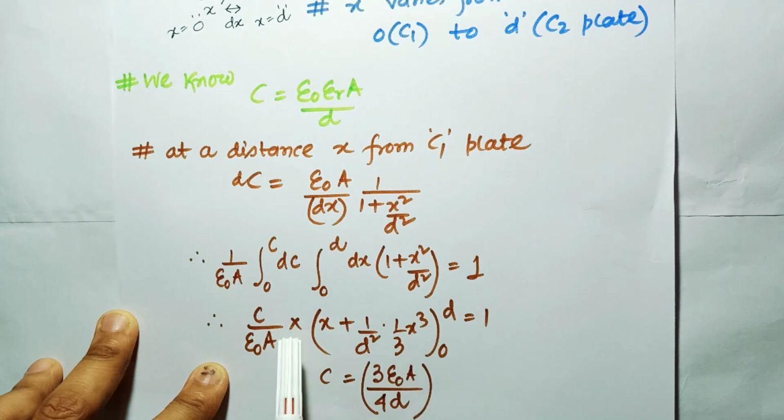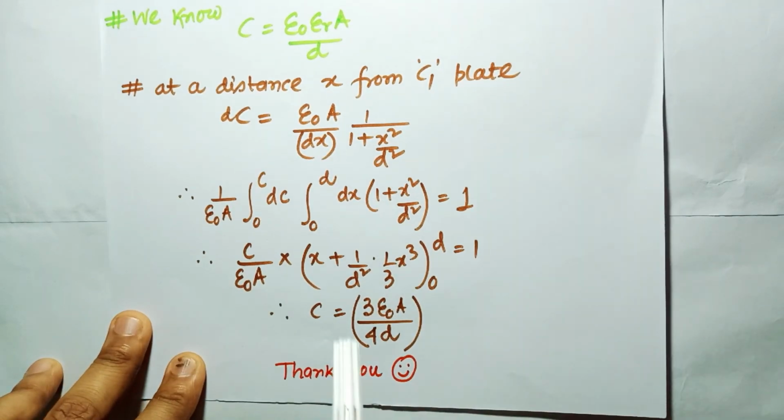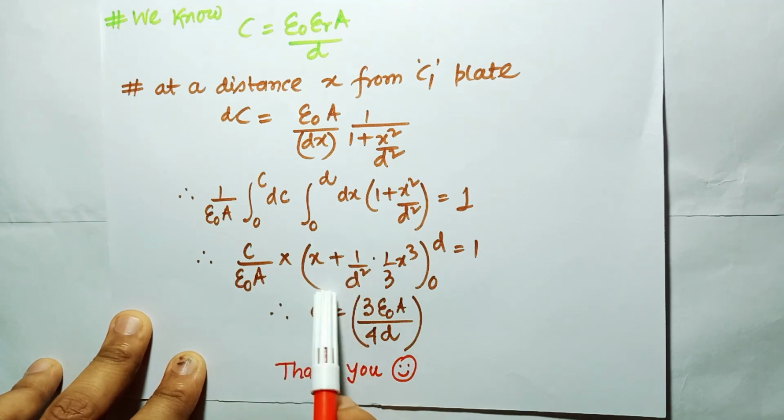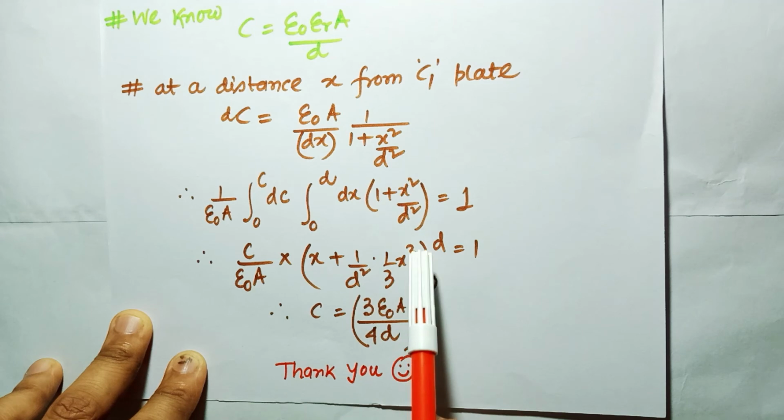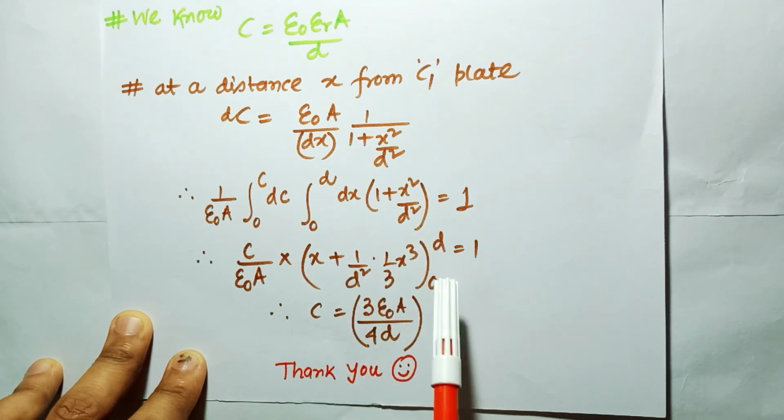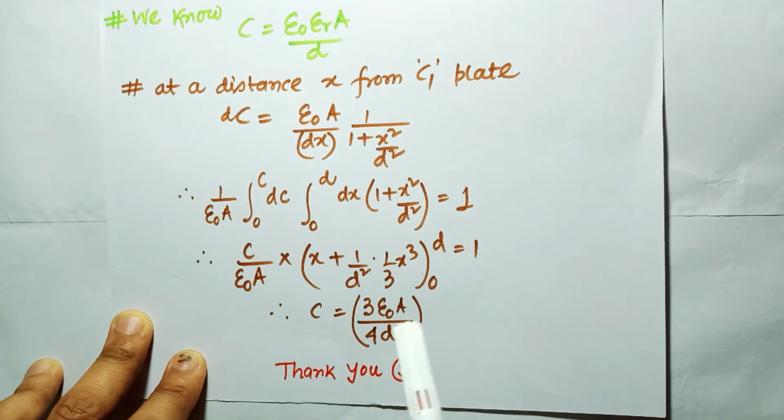So it comes out to be C by epsilon naught A times, if I integrate it, x plus 1 by d square times x cubed by 3. Now if I put in the lower limit 0 and the upper limit d, the expression of capacitance comes out to be C is equal to 3 epsilon naught A by 4d.